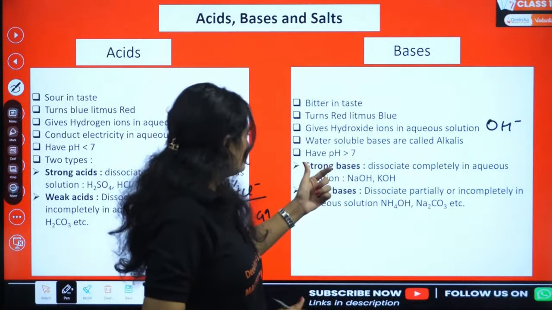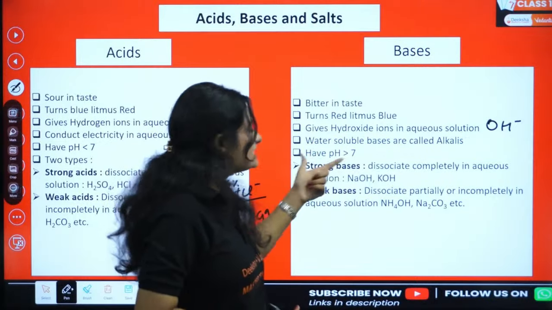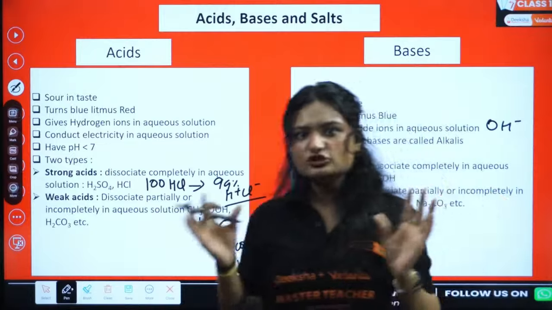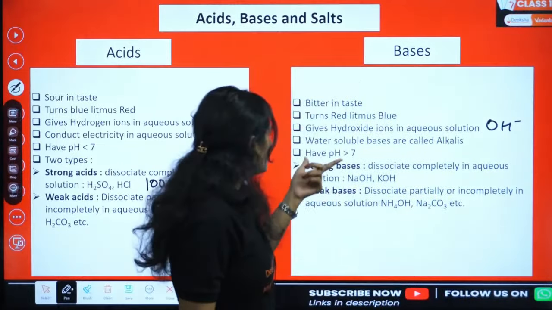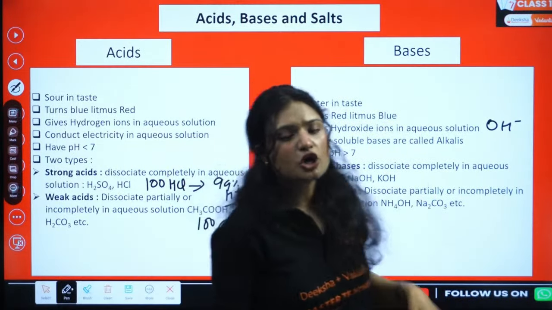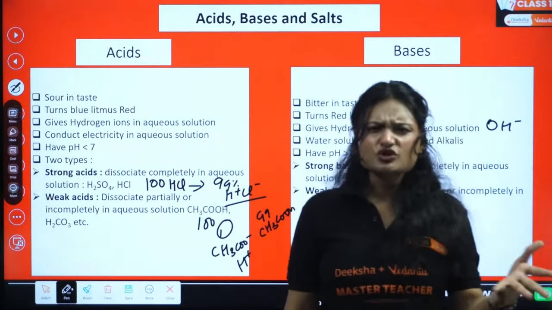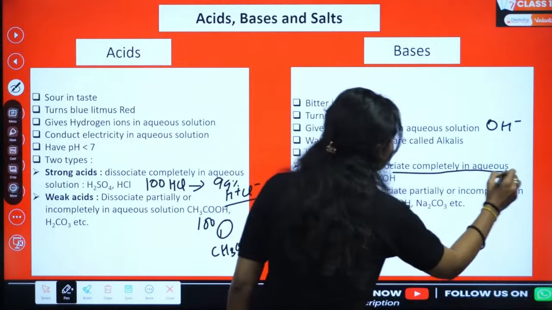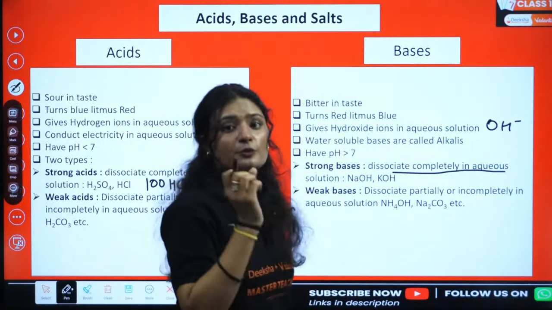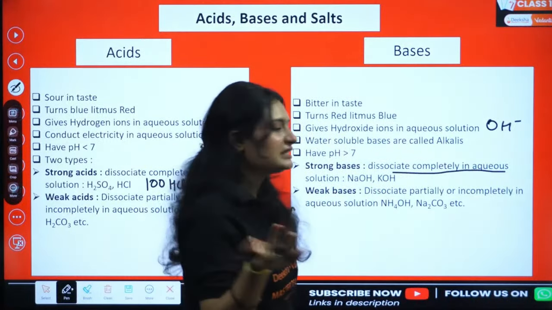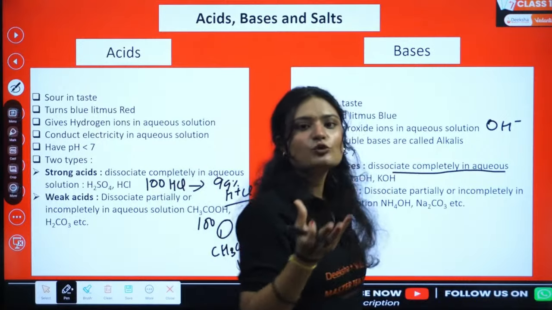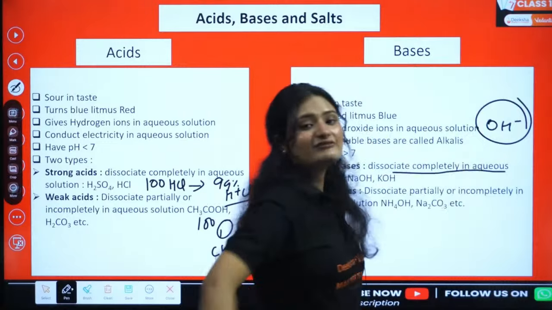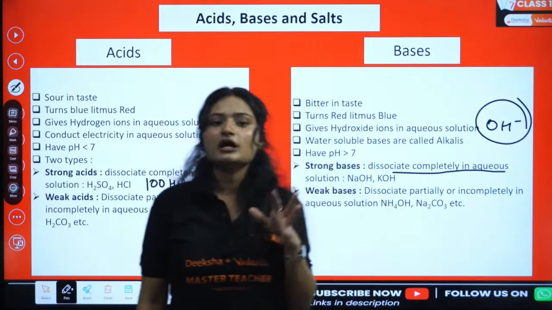Weak bases. Okay, alkalis, what about pH? Bases have a pH greater than 7, from 7 to 14, right? Now there are two types of bases, strong bases and weak bases. What are strong bases? Strong bases are those bases which dissociate completely in aqueous solution. So when you put them in water, they dissociate completely and give what ion? Bases give OH negative ion.